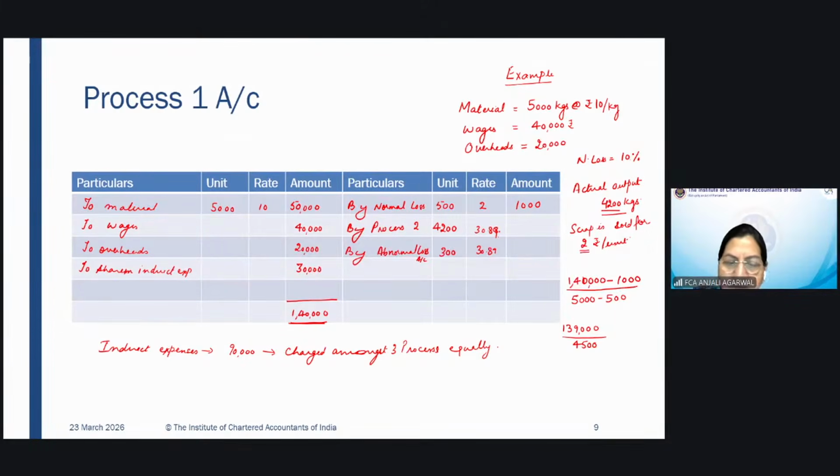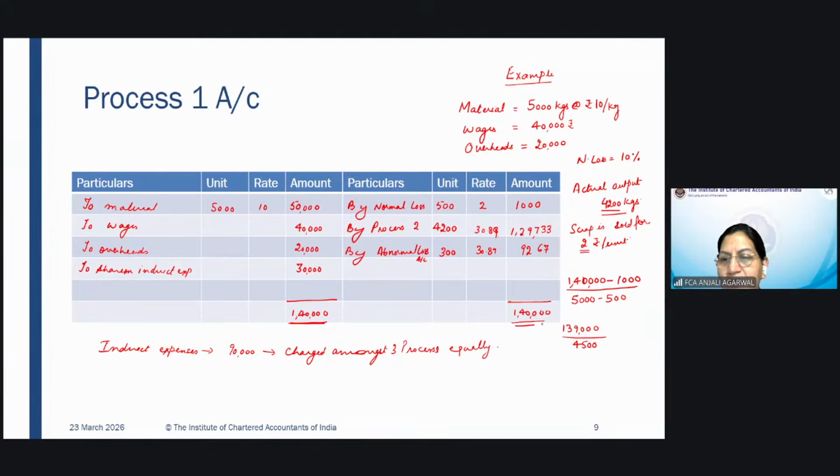So when I multiply it by 4,200, I end up getting 1,29,733.33. I'll ignore 0.33. And when I multiply it by 300, I end up getting 9,266.67. So I'll call it 9,267 so that the total always matches.